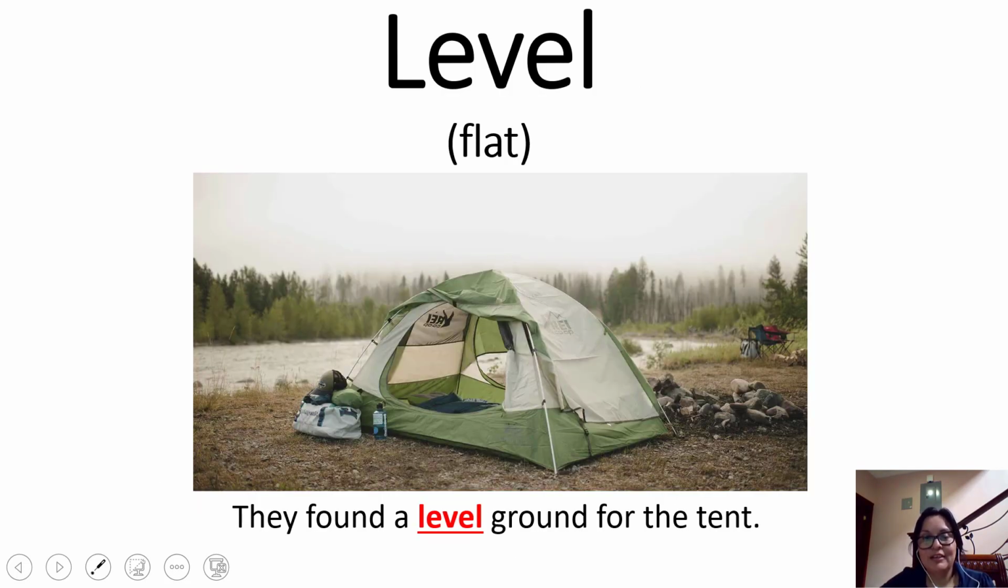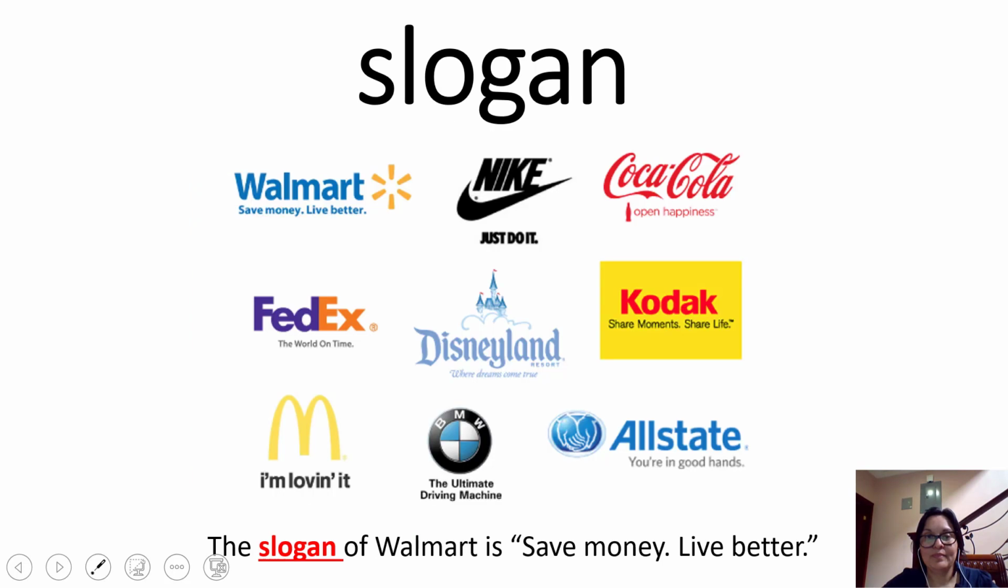Okay, next word. Level. Again. Level. Here we have a tent if you like to camp. So this is a very nice place for your tent, right? Why? Because it's very flat, it's level. Let's read the sentence. They found a level ground for the tent. Level means that that place has not a part that is higher than the other one. So it's flat.